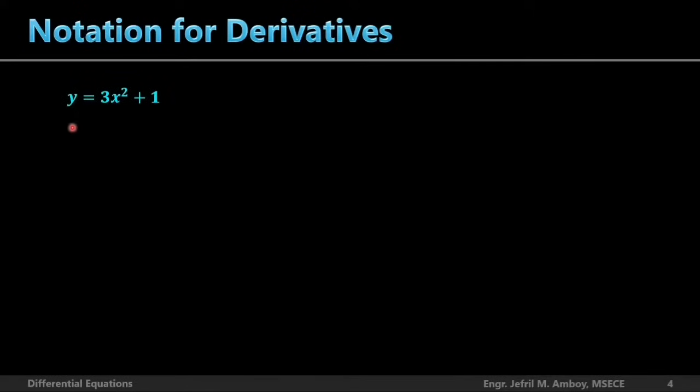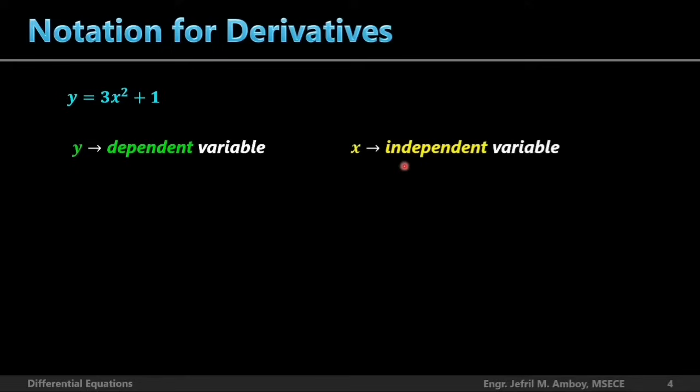So, first, halimbawa, given ang isang function. A function is given: y equals 3x squared plus 1. Here we have two variables, x and y. So in this equation, we say that y is a function of x. So another way of saying that is y depends on x. That is why we consider y as the dependent variable. And the other one, x, is considered as the independent variable.